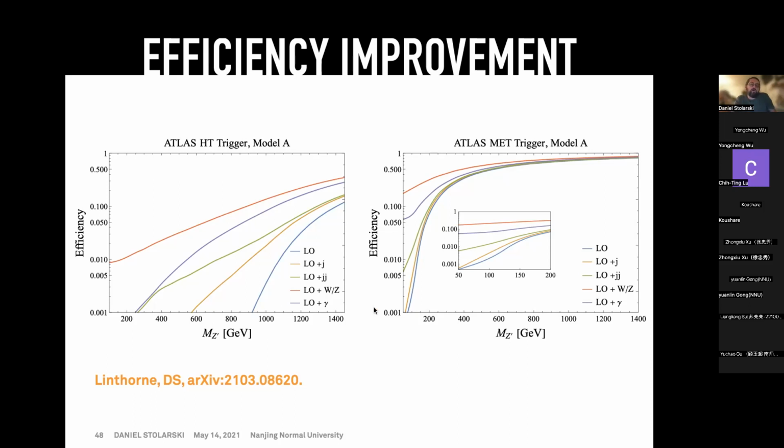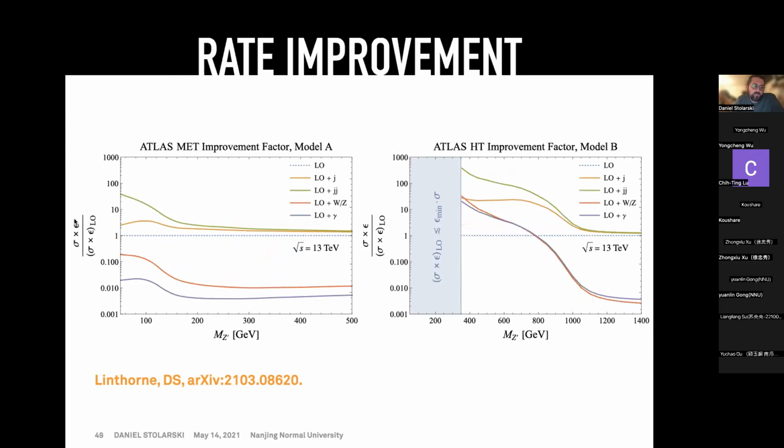Now you may ask, well, doesn't this reduce the rate, right? So the rate of radiating a jet is some alpha S, the rate of radiating a photon or a WZ is some alpha, or maybe even smaller for the electroweak gauge bosons. So probably the better thing to plot on the vertical axis is not the efficiency, but the rate: the cross-section times efficiency divided by the cross-section times efficiency at leading order. Then the QED and the electroweak radiation maybe don't help you a whole lot, but still the jet radiation does help quite a lot, especially at low masses. You can get orders of magnitude improvement in rate just by simulating the extra jets.